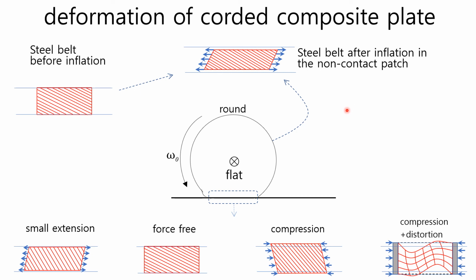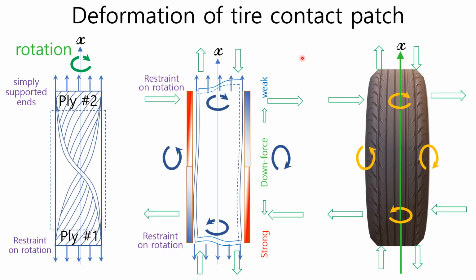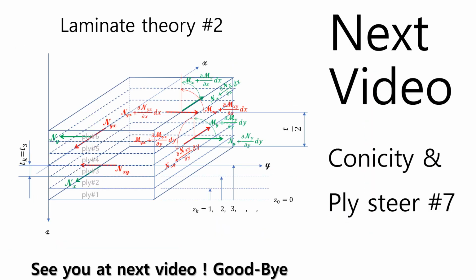If you watch the previous videos, you can easily understand upcoming videos. In the previous video, E0033, I explained the ply stiffness due to in-plane deformation and the stiffness coupling. Recently, I explained the ply stiffness due to out-of-plane deformation of corded belt at angle. The next video is part 7. I will explain the laminate theory part 2.